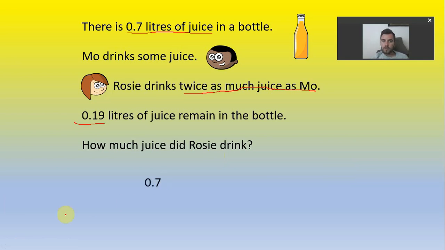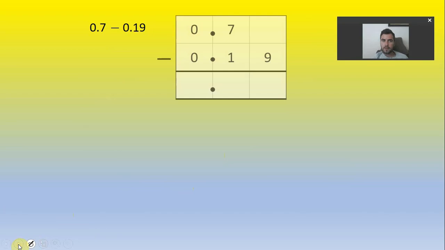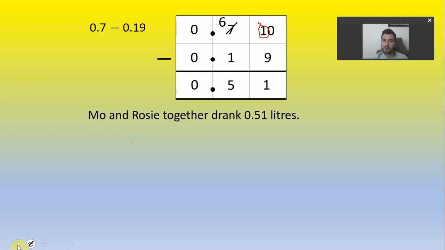So we know we started with 0.7, and I'm going to subtract what I know is left. Okay, so 0.7 subtract 0.19. So using our written method, we know that will be 0 in here. I can't do that, so I have to exchange for next door. So my 0 tenths becomes 6 tenths, and now I've got 10 there. 10 take away 9 hundredths gives me 1. 6 take away 1 tenth will give us 5. Okay, so now we've got 51 hundredths left. So Mo and Rosie together drank 51 hundredths of a litre.